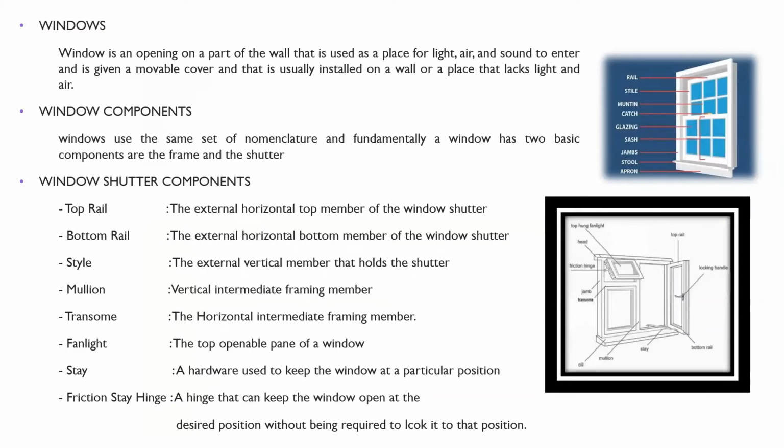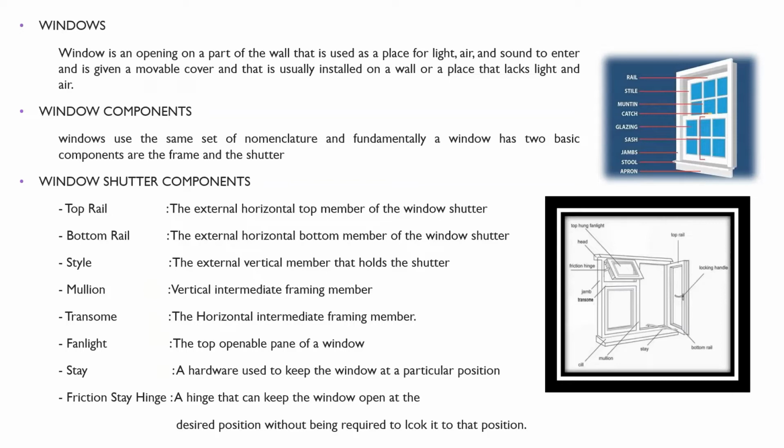Window. A window is an opening in part of the wall, used in places where air and sun enter, giving a movable and moving cover that is usually installed on a wall or in a place that lacks light and air. Window components. Window design is commercial and fundamental, and a window has two basic components: the frame and the shutter.